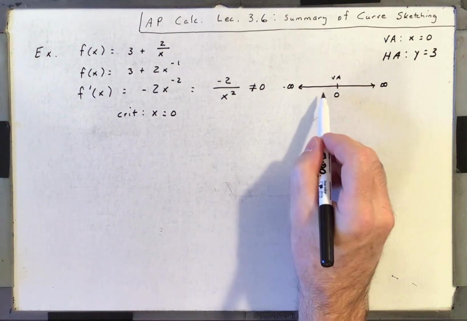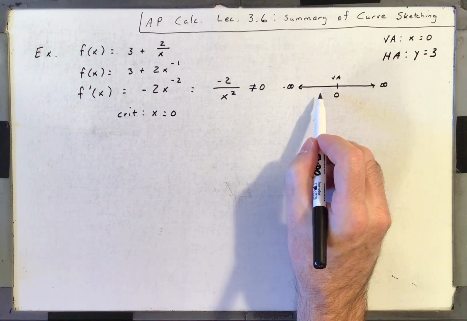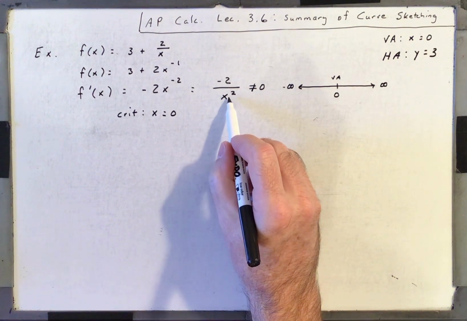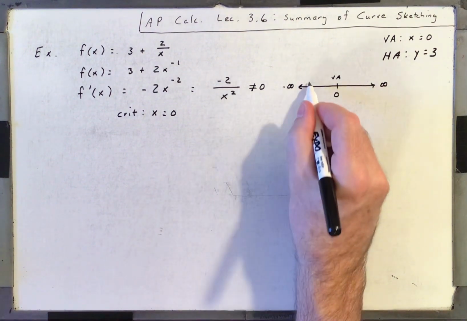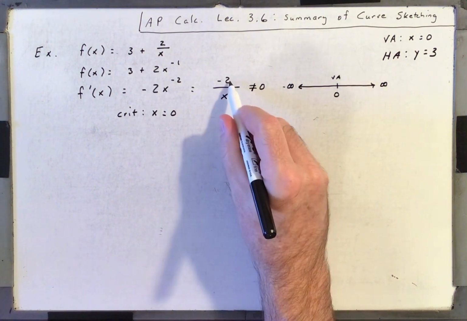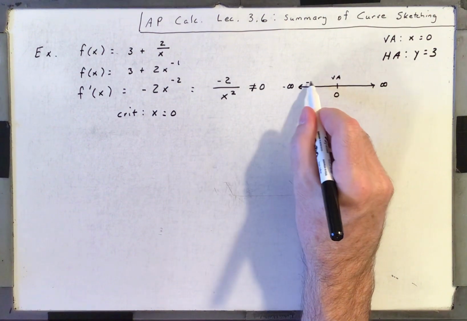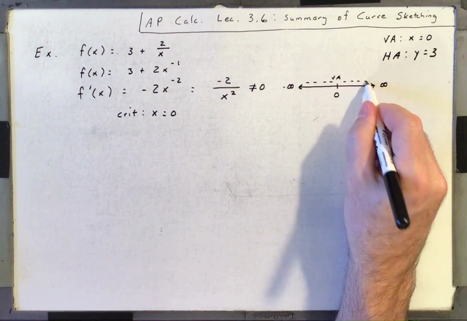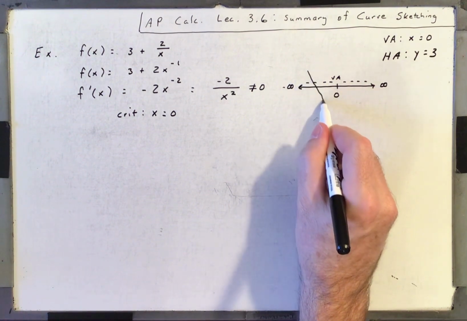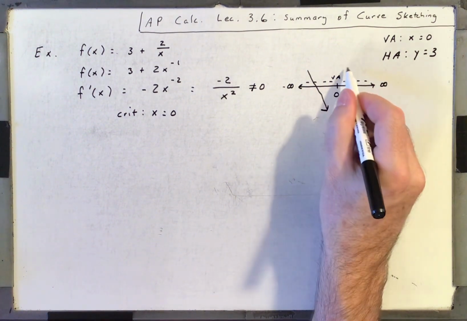All right, to the left of 0, whatever you put in here is going to be positive. So it's negative over a positive because it's squared. Okay, so negative 2 over a positive, negative over a positive is always negative. So it's going to be that way on both sides. So this function is always decreasing.